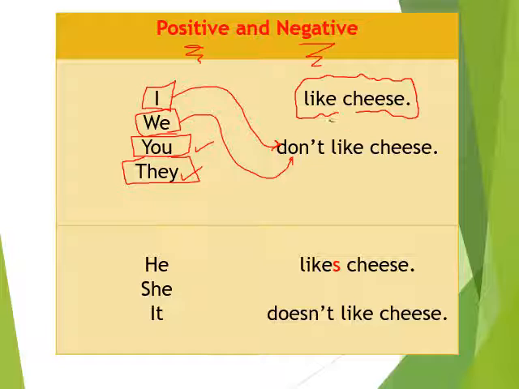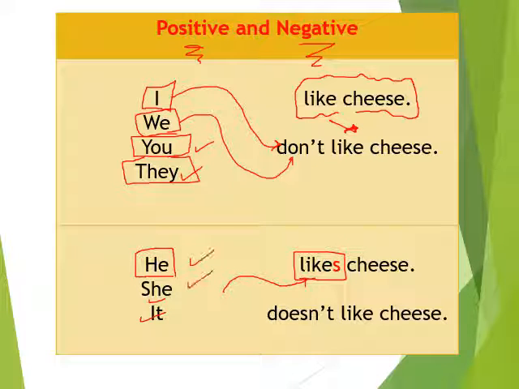I'm going to give you a note in the next slides about something specific about like or our daily life activities. By the way, spoiler alert: he, she, and it take s at the end of the verb in the present simple. I'm saying he likes cheese or she likes cheese, and in the negative form we say she doesn't like cheese.